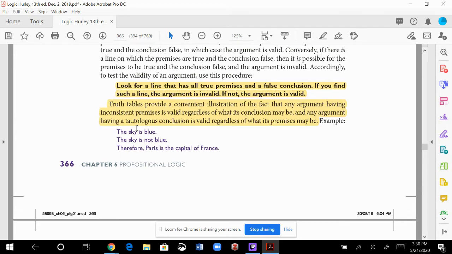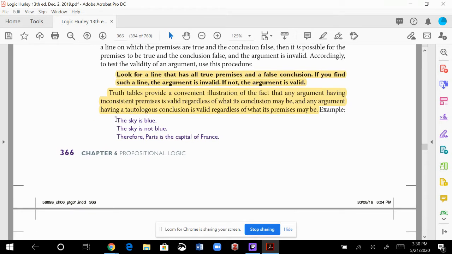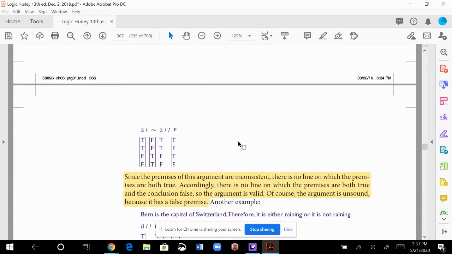So he talks about a tautologous conclusion here, and it looks absurd, right? Two premises and a conclusion. The sky is blue. The sky is not blue. Therefore, Paris is the capital of France. What? It could be that this is valid, but do they have anything to do with Paris being the capital of France?